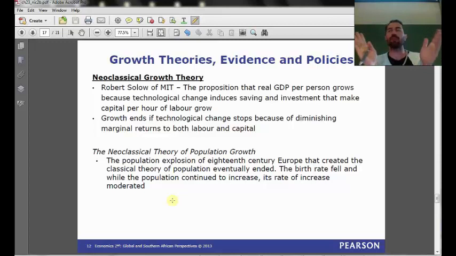So we didn't have the disaster that the Malthusians said was going to happen. Instead, we ended up having increasing standards of living. With our growth came increasing standards of living and more wealth.